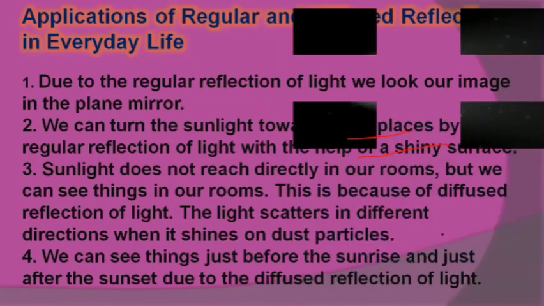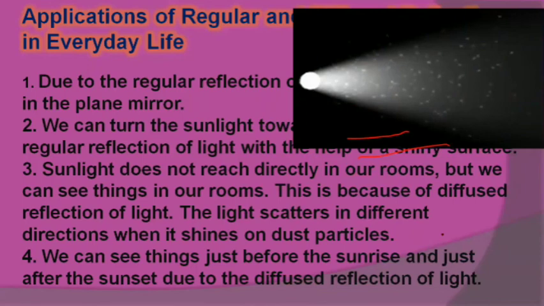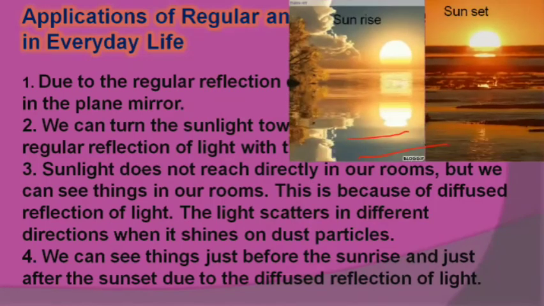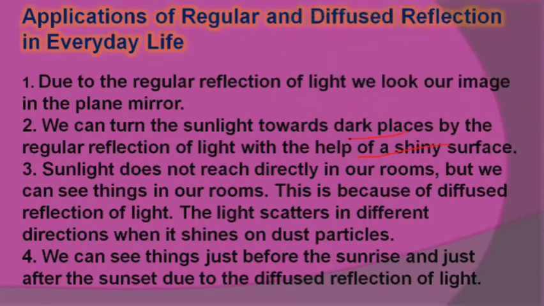Sunlight does not reach directly into our rooms, but we see the things in the room. How? This is due to diffused reflection, because light which comes from the sun strikes dust particles and moves in different directions. So light spreads at different angles, and we can see the whole room. Next, we can see things just before sunrise and just after sunset due to diffused reflection, because the light strikes the dust particles and water vapors present at the time, and then they spread all around, and we can see from this.